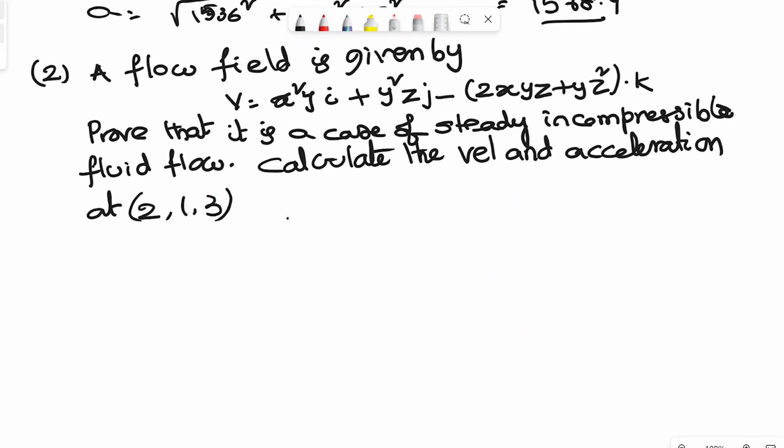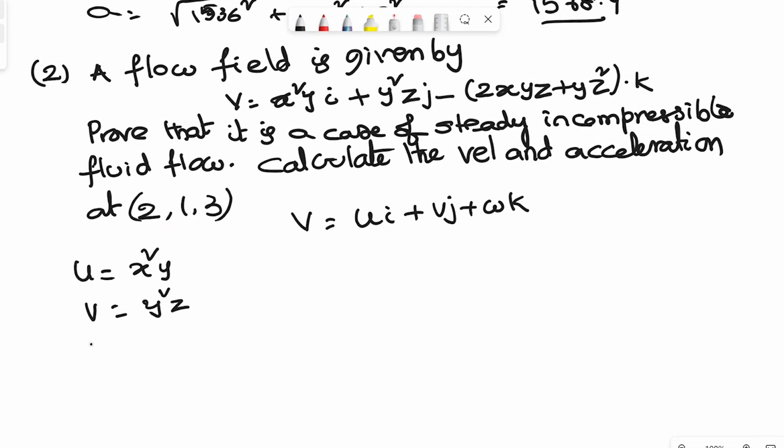Again, I already mentioned V is equal to Ui plus Vj plus Wk. So here in our problem, U is equal to x square y, V is equal to y square z, and W is equal to minus 2xyz plus yz square. So this is what is given. So based on that, first thing is, it is a case of flow.